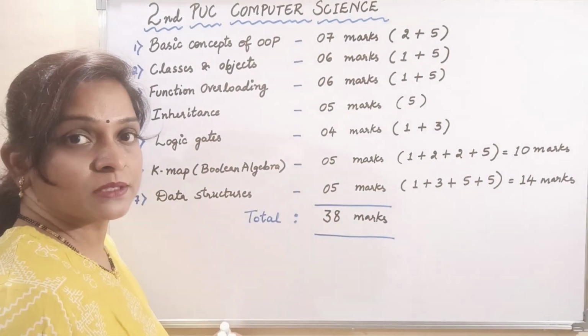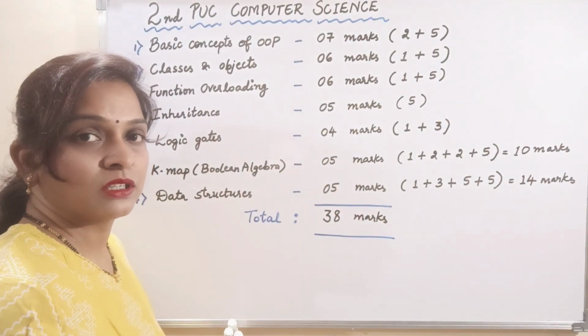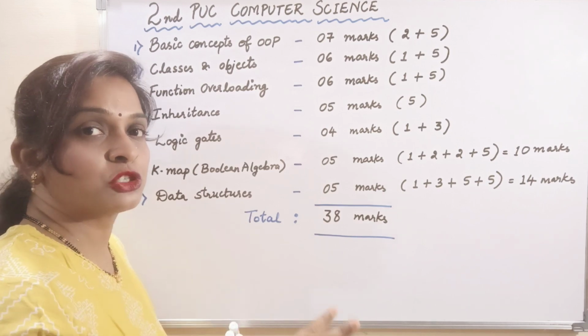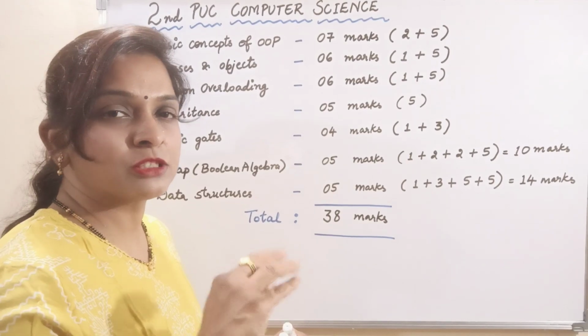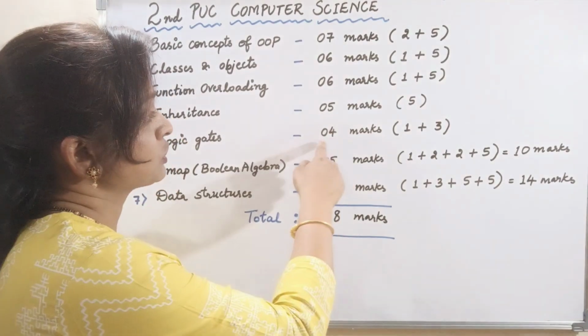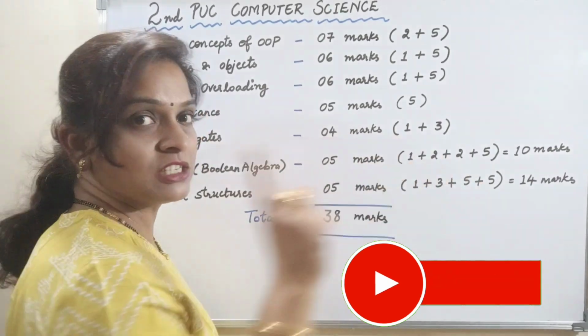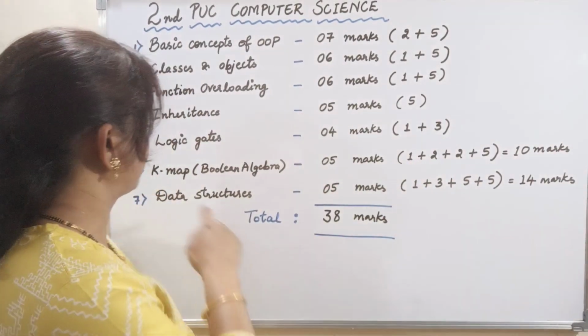Then logic gates. All these logic gates you have learnt with the Boolean algebra chapter also. You have to learn the truth table, you have to learn the logic symbol and small definitions. So it is of 4 marks. So again here it is 1 plus 3, 1 is of MCQ. If you leave that MCQ, a maximum of 3 marks you can get.